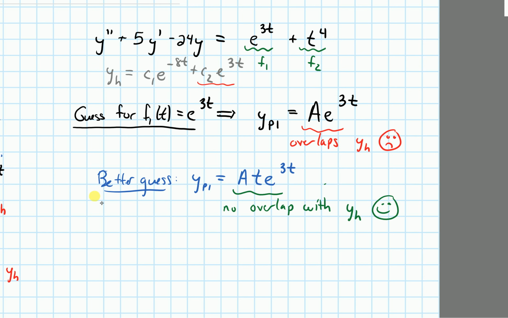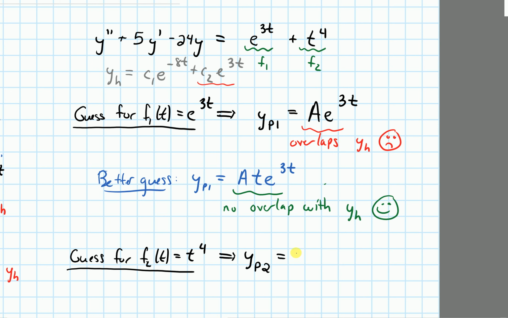Okay, so we've got a good guess for f1. Now let's focus on a guess for f2 of t. And f2 of t is equal to t to the 4th. So what would our particular solution form be? Let's call this y sub p2. Well, t to the 4th is a 4th degree polynomial. So I should guess a 4th degree polynomial.